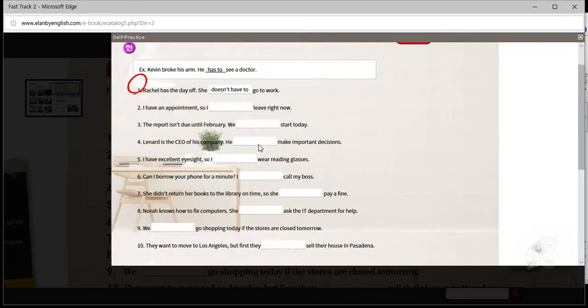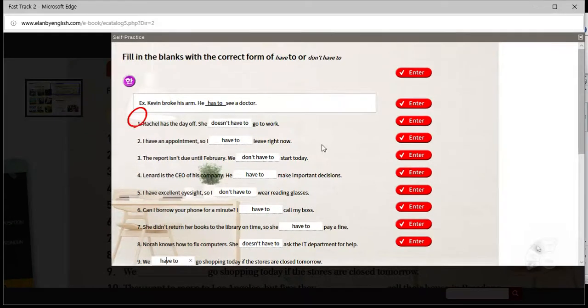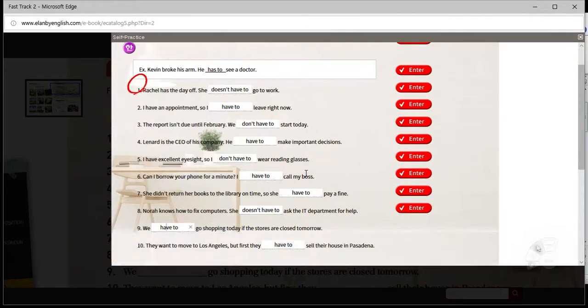All right, so let's see how we do with the other answers. I wrote in the answers. They're not all correct, but I've written in between the two choices. As it says here, you have a choice of have to or don't have to. This states that the action is necessary or not necessary. So we're going to look and see if these secondary actions are necessary.